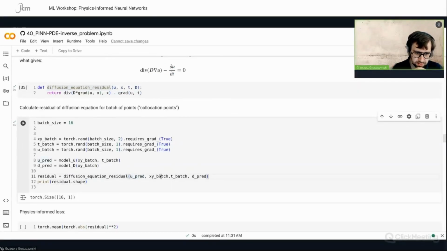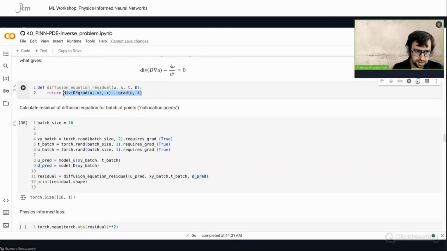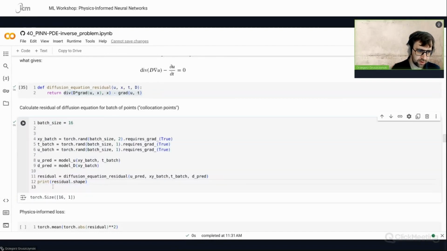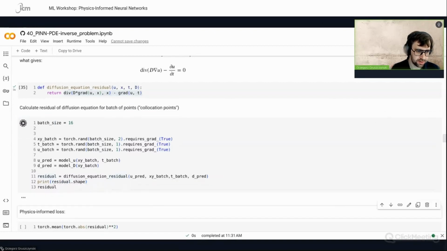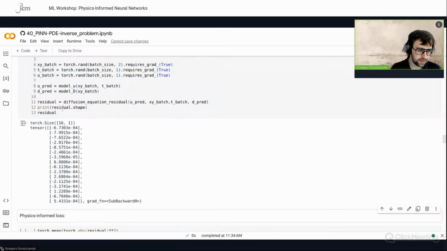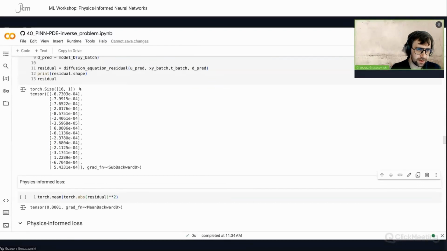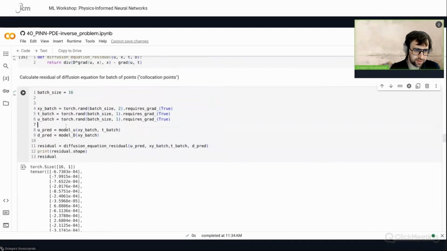So we put these predictions, U, the prediction of the temperature at some xy points at time t, and the prediction of the diffusion coefficient. And this diffusion equation residual will return us the value of this equation, and it should be as close to 0 as possible. The closer to 0, the better. Okay, the batch size was 16, and the shape is also 16 of these residuals. So the dimensions are good. And here are the values. And these values are just random because we started with the random neural network.